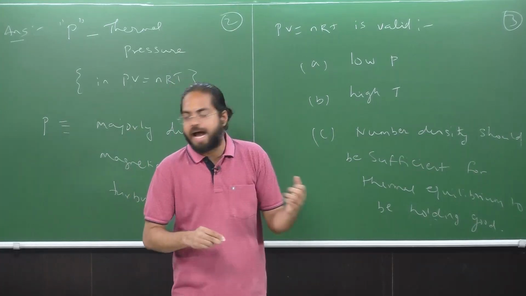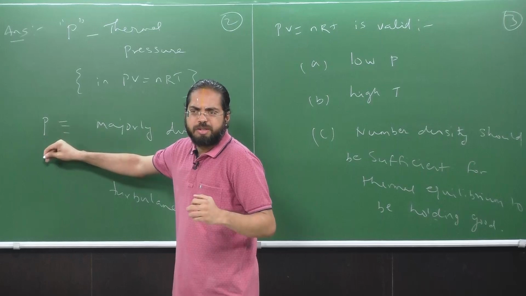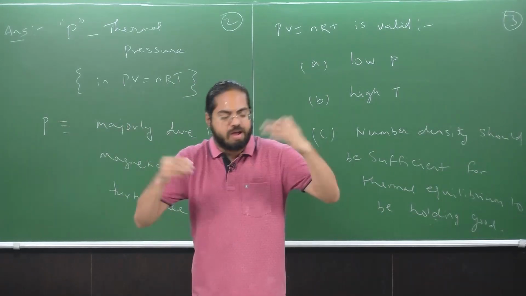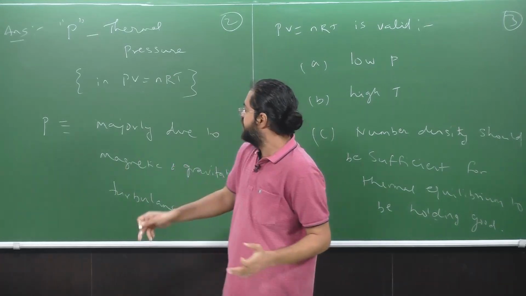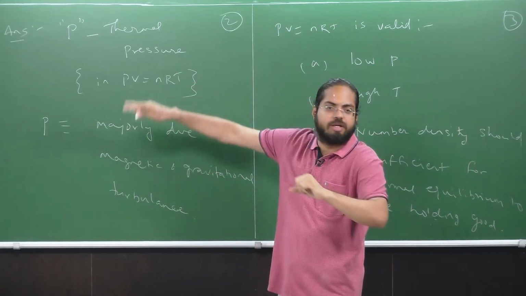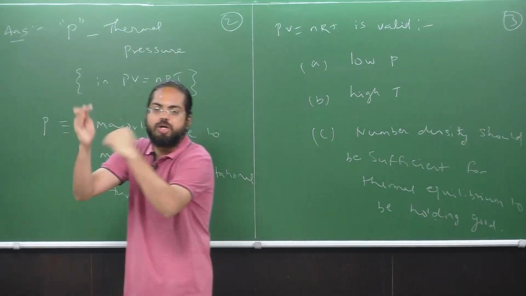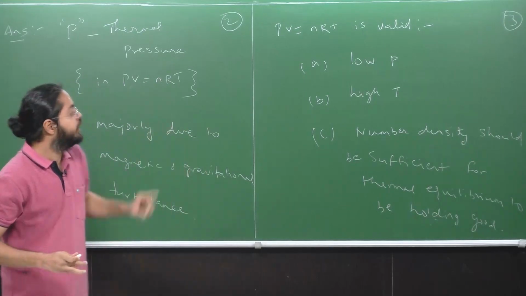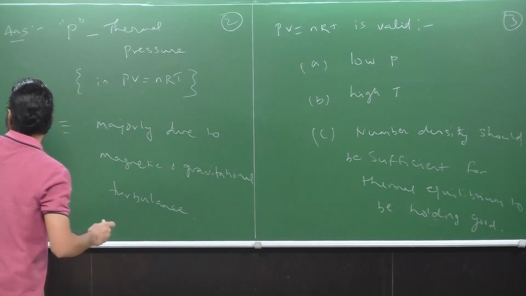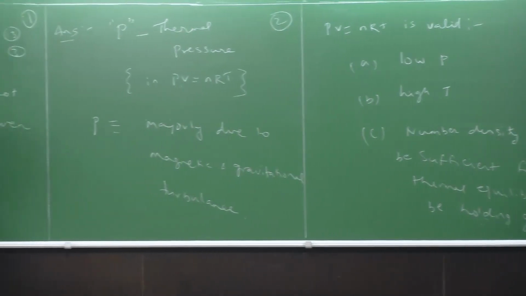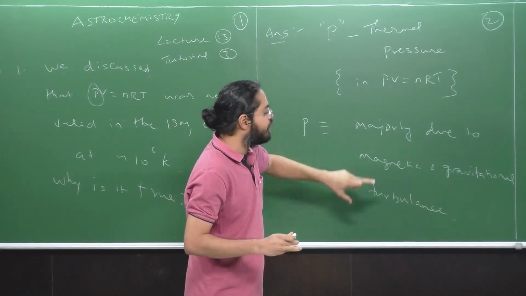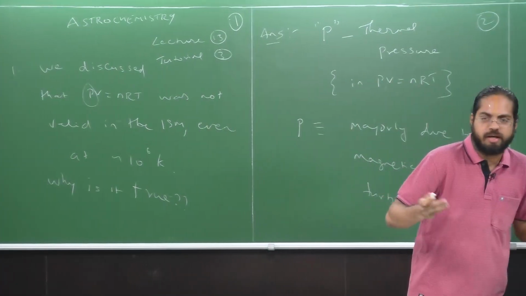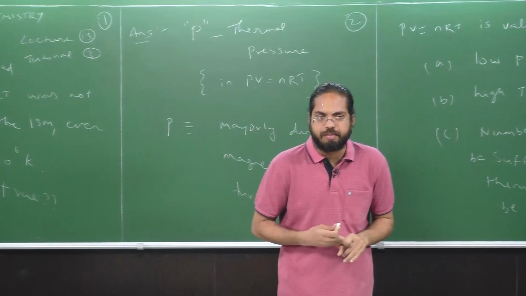All right, and the pressure under such a very highly unimaginable environment, compared to what is encountered on Earth, is not due to the molecules. Most of the pressure that we encounter on Earth is due to molecules, right? But the pressure in the interstellar medium need not always be due to molecules, especially at some extreme temperatures. The pressure can be majorly due to magnetic and gravitational turbulence, and so this equation can be redundant at such high temperatures also. Are we clear?